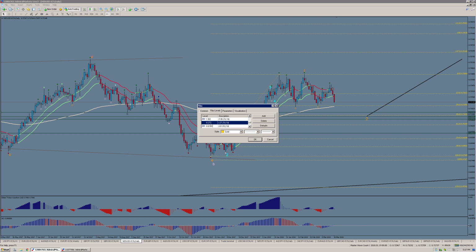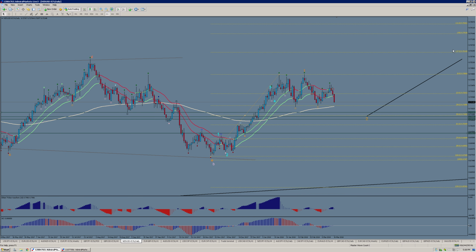So here, in order to get the minus 27.2 target, you have to put in the level minus 0.272, and then put your description in the way you want, and there you have it. So the key levels that I use are the minus 27.2 and the minus 61.8.